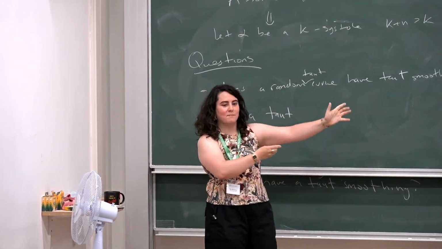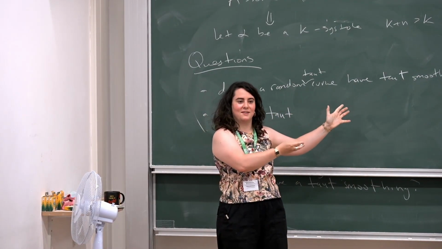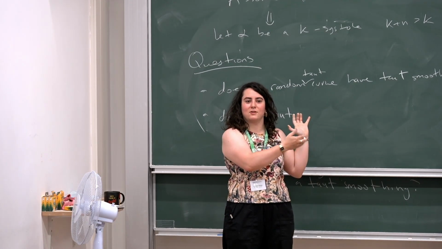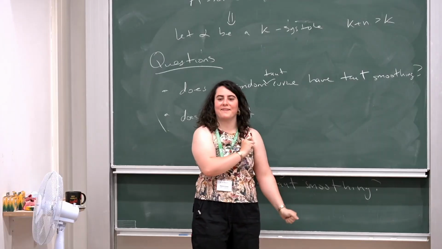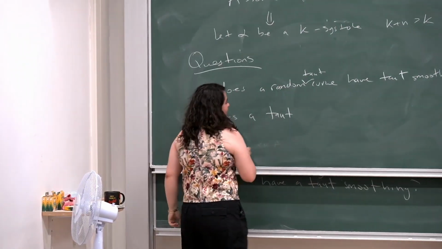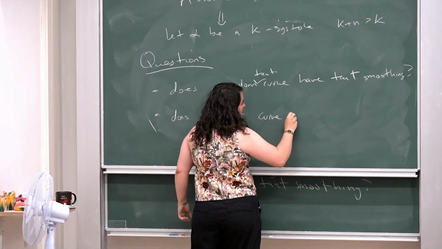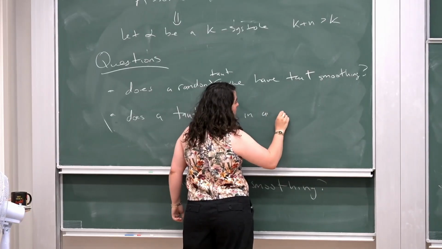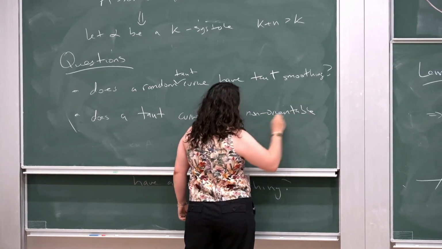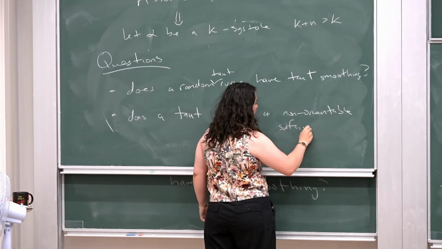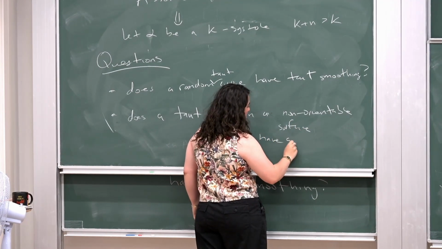And I mean, of course, the big open question is still whether closed curves, Taut closed curves have Taut smoothings in general. But I mean, that's obvious. That's still a question, right? Does a Taut curve in a non-orientable surface have a Taut smoothing?